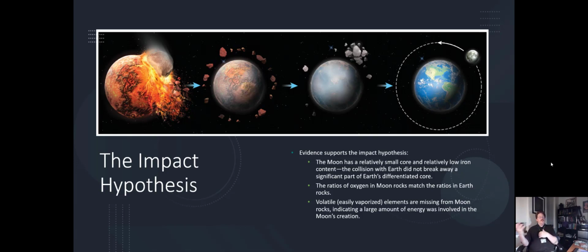This allows for both the similarities and the differences in the chemical composition. The difference would come from the fact that the impacting body formed elsewhere in the solar system, and was probably a little bit more differentiated. And then the similarities would come from the fact that a great deal of mantle material went into the recoalescing of the moon after that impact occurred.